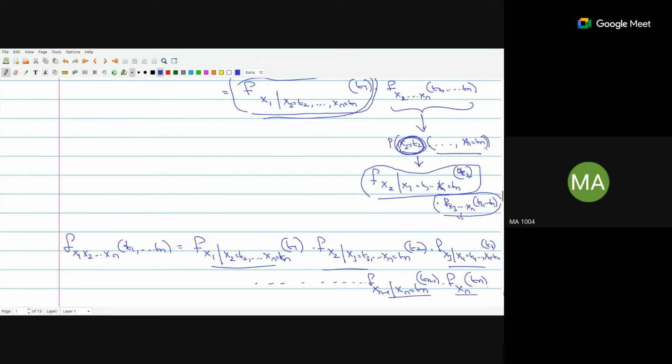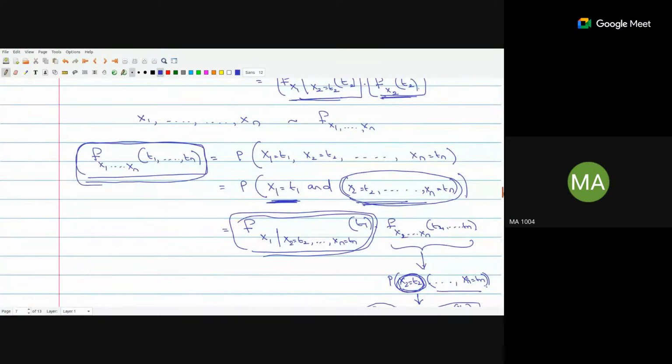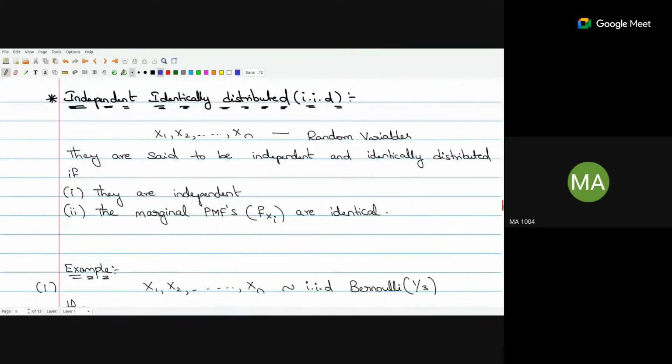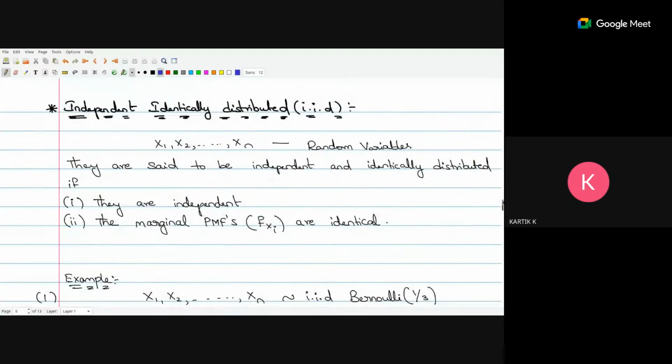But from a quiz point of view, I don't think you need all this. Okay, let's move to another important discussion, which is independent identically distributed random variables.